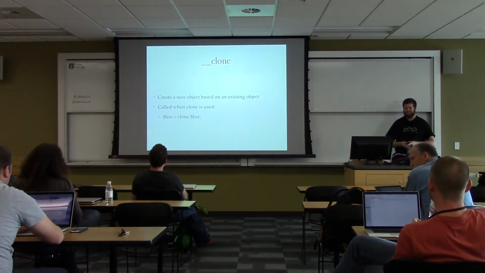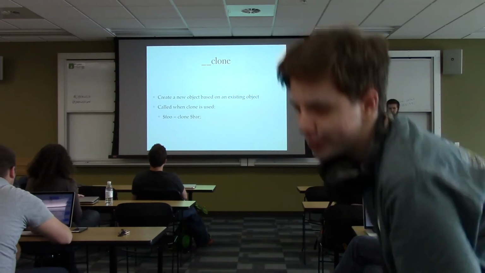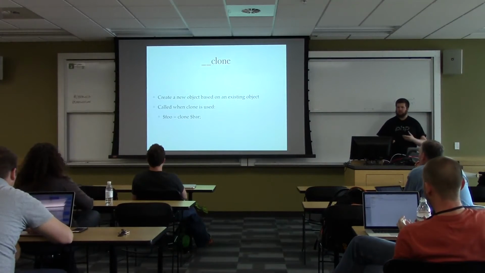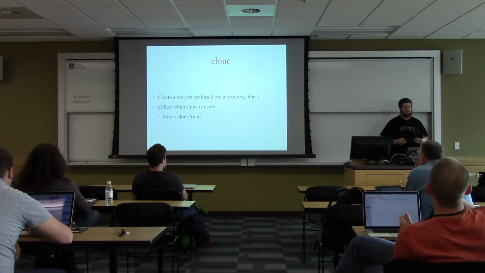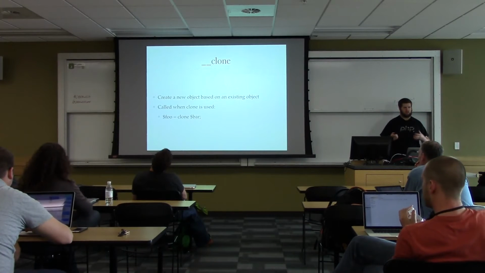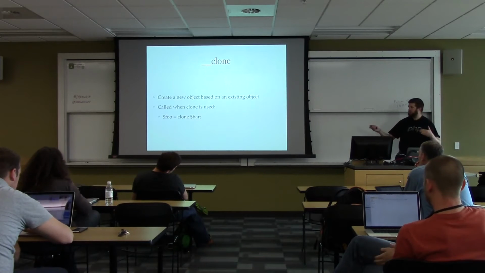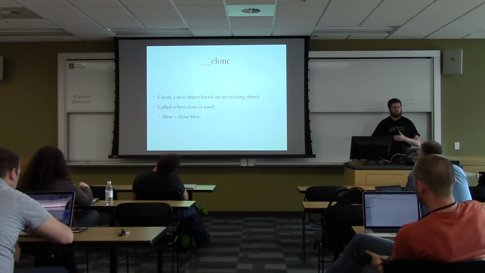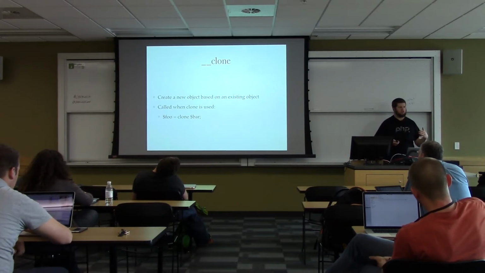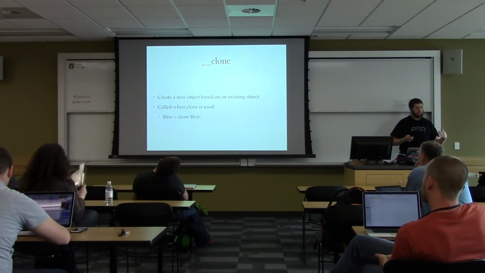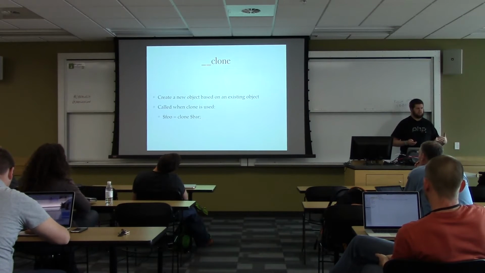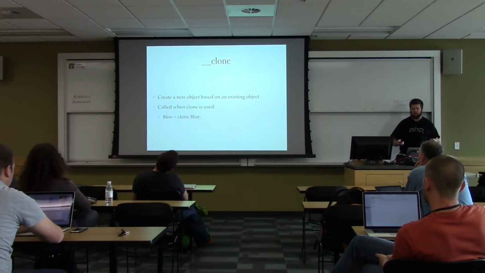Okay. The next one is magic clone. Magic clone is used to build a new object based on an existing object. So we've already got a copy that we want, and we want to make a new one. We use it like this: we say foo equals clone bar, and it will make a brand new object. All of the things inside of it will still be the same. Okay, so let's see what that looks like.